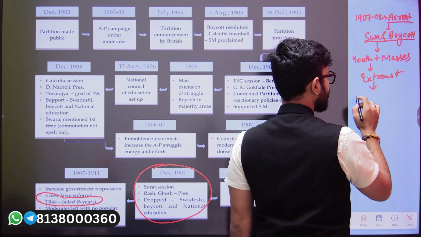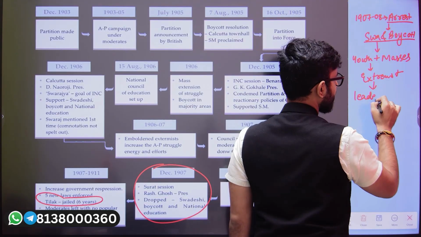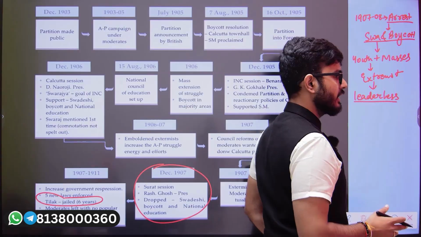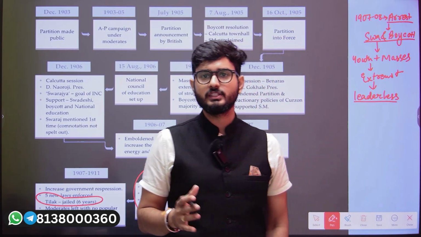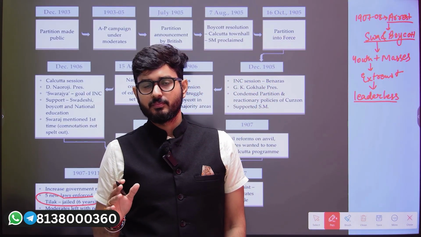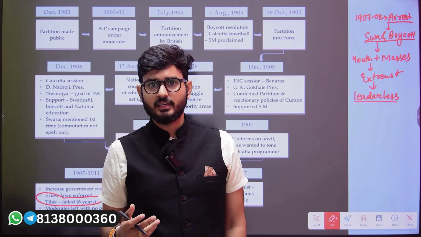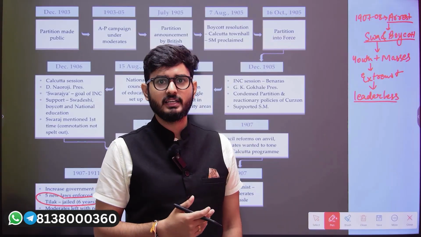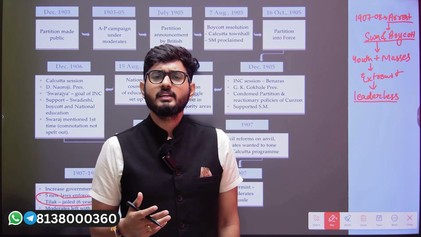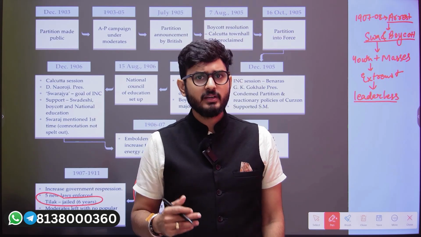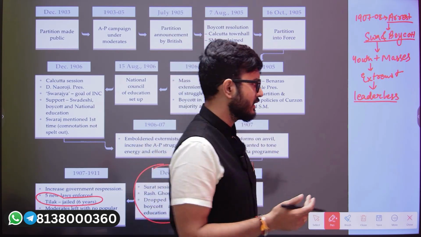the whole movement now became leaderless. When the movement became leaderless, it was an obvious decline of the Swadeshi movement. However, when the leaders were arrested, the people who followed them were like, it's okay. Even if the leaders are arrested, no worries. Whatever the leaders had been doing up till now, we will do that only.